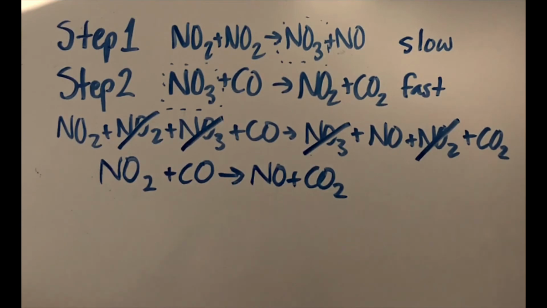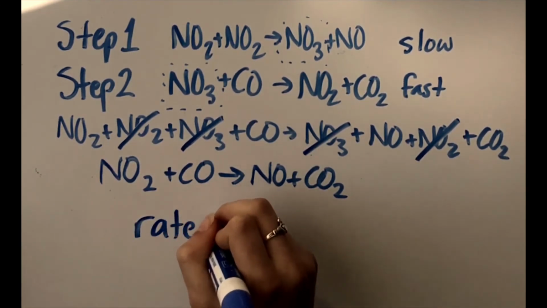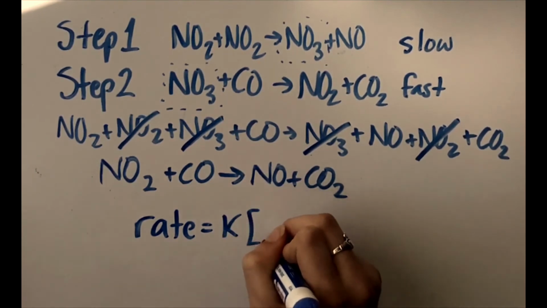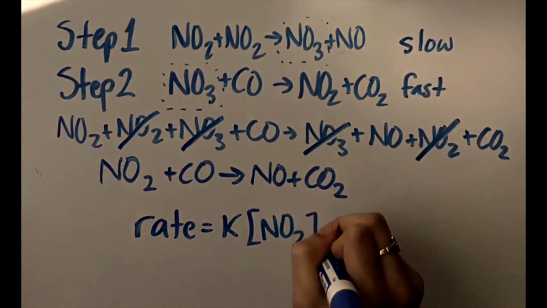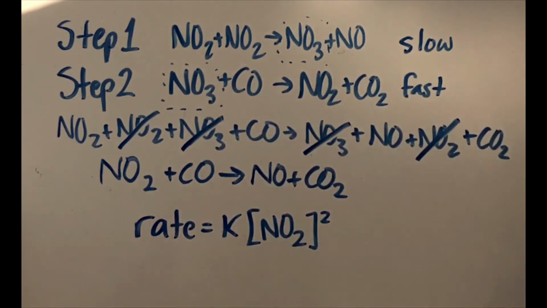Now, for the rate law, you know that when you have a mechanism, the rate law comes from your slow elementary step, and it's only going to include the reactants. But because it's an elementary step, the coefficients of those reactants can become the exponents. So our rate law is going to be rate equals k times the concentration of NO2 squared, because that's your slow step, and you have two NO2s in the reactants. And that's all there is to it.